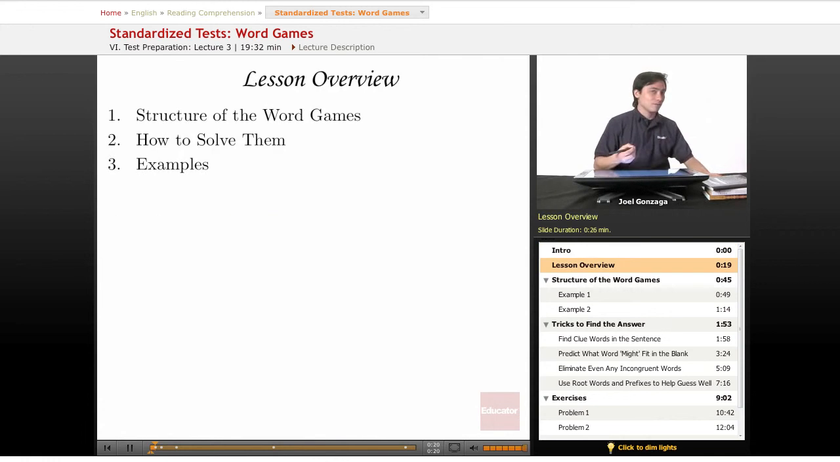So, the lesson overview is going to go like this. What does a word game question look like? I'm just going to give you two examples and you'll be able to clue into them really quickly. You've seen them before. Then I'll give you some tips on how to solve them, very carefully, one at a time. And then finally, we'll go over some examples together.